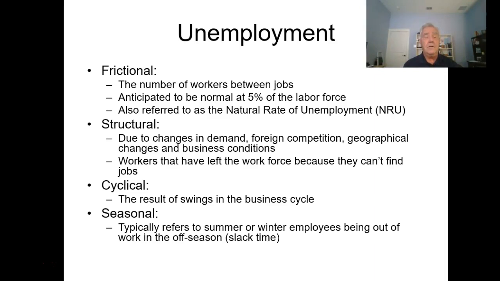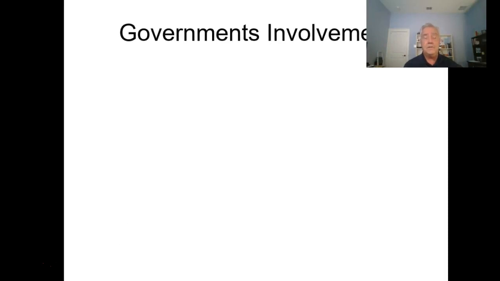And by the way, when the government reports employment statistics, they adjust for these cyclical and seasonal changes, particularly the seasonal changes. So how does the government get involved in this and solving the unemployment problem?